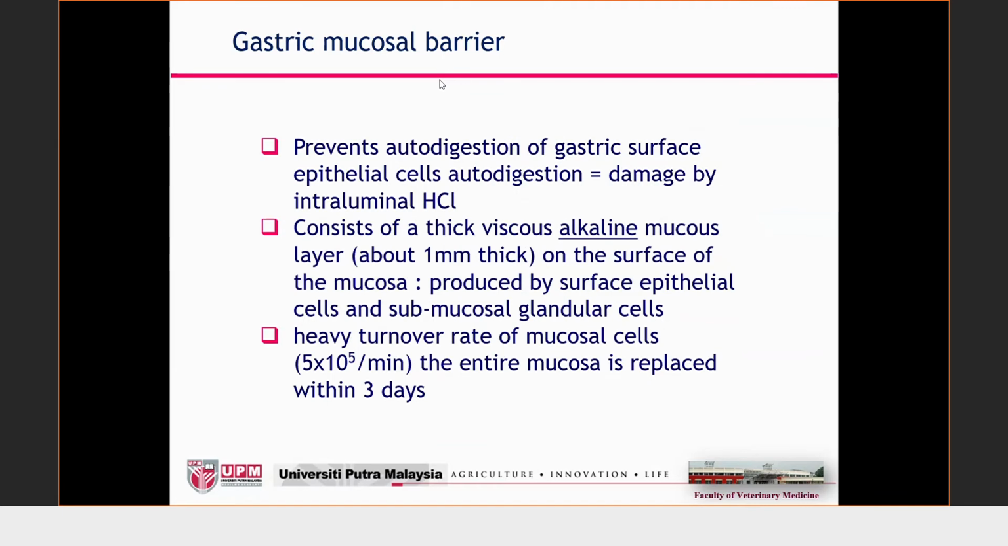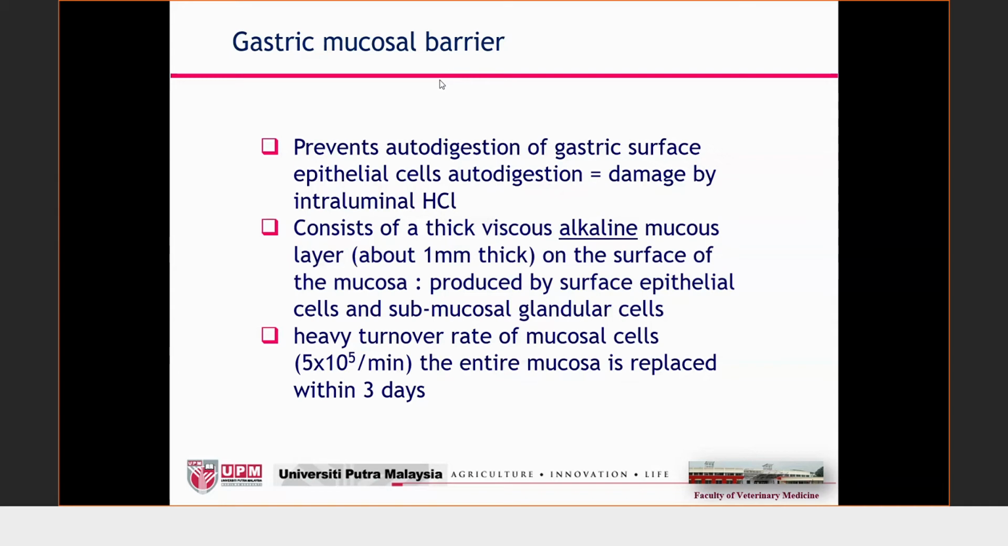And in the gastric mucosa, they actually have a gastric mucosal barrier. I think I have touched on this previously. To prevent autodigestion, we have gastric surface cells, which secrete mucus, and we also have hydrochloric acid produced by parietal cells. So this should be balanced. When they are balanced, this mucus is very, very important, and you don't expect to see any autodigestion.